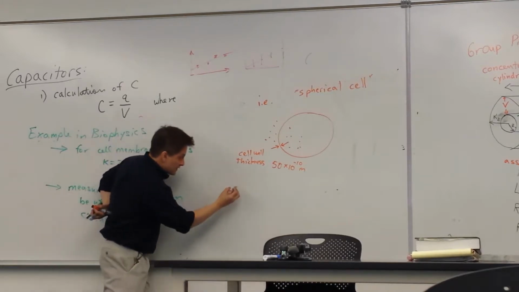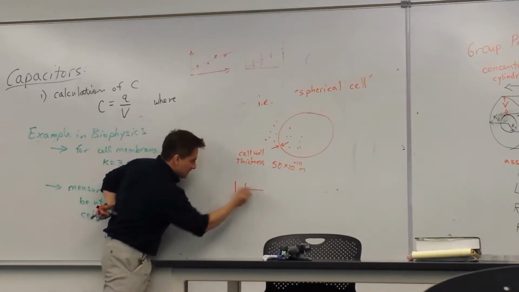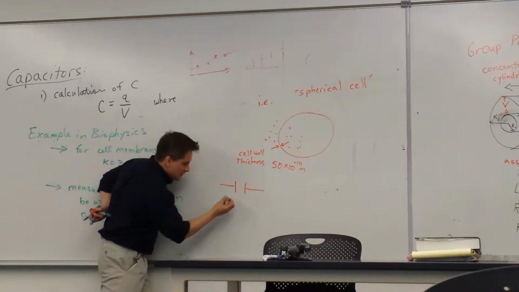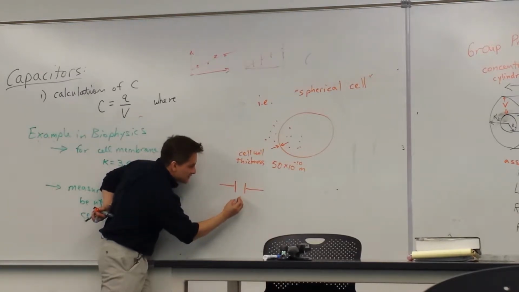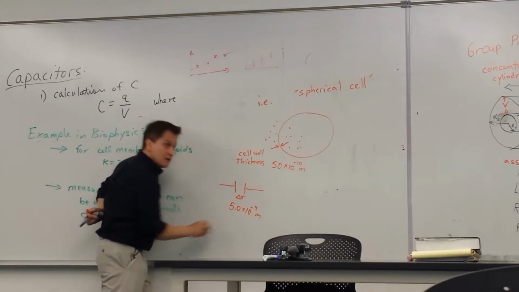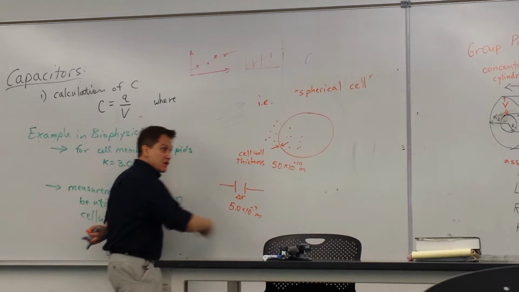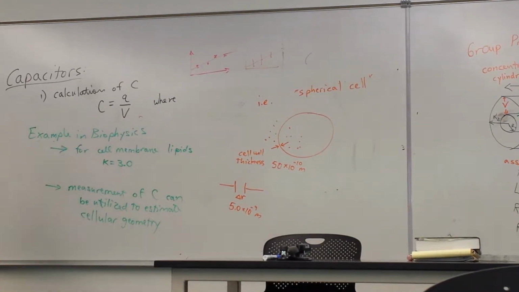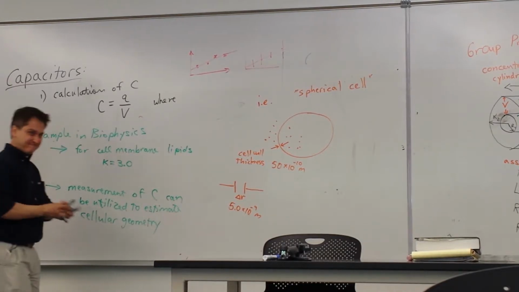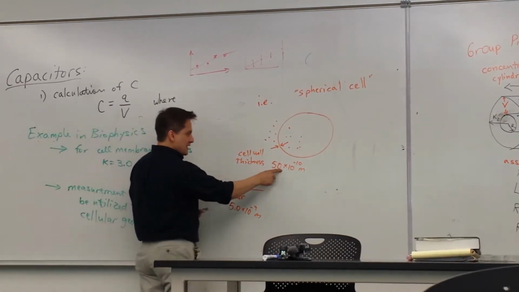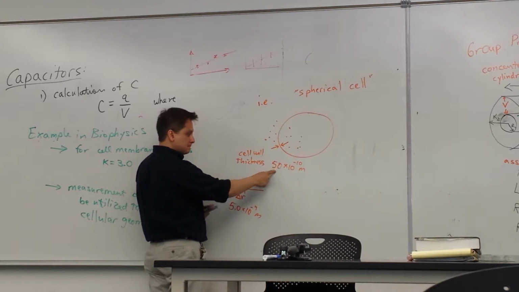So you can think of this as being a capacitor with a thickness, delta R, if you will, of 5 times 10 to the negative 9th meters. Only it's a sphere. It's just positive on both sides. Why do we lose our power of magnitude there? Because I moved the decimal place. Oh.